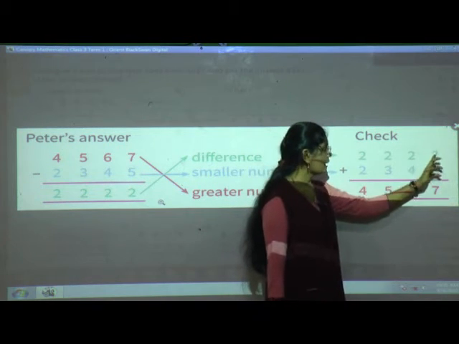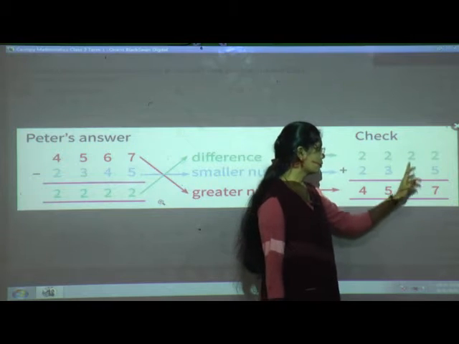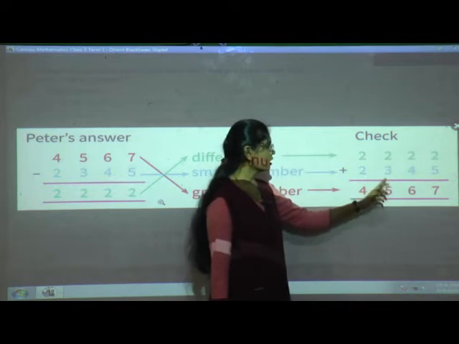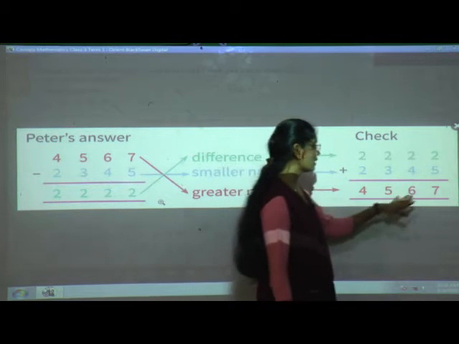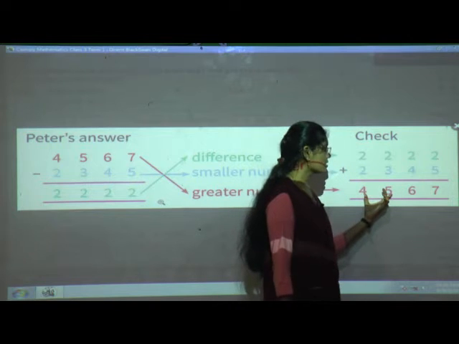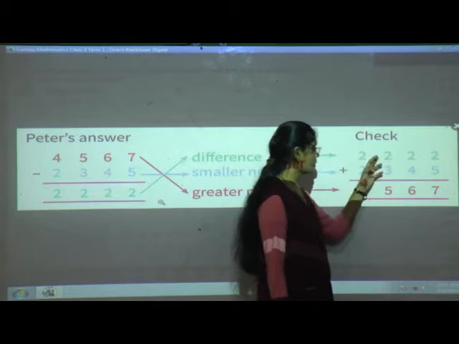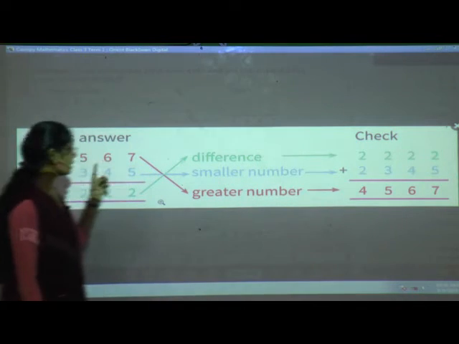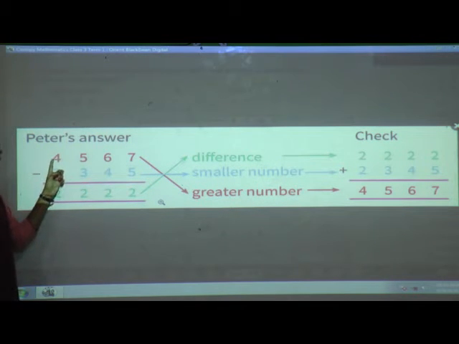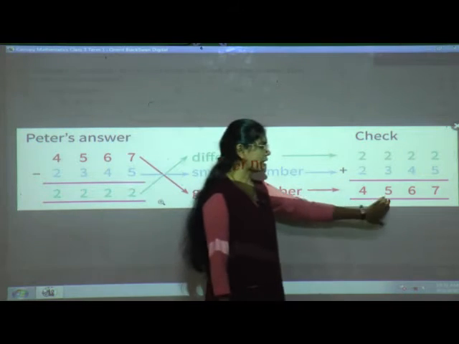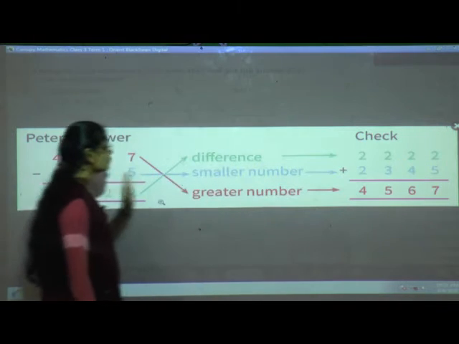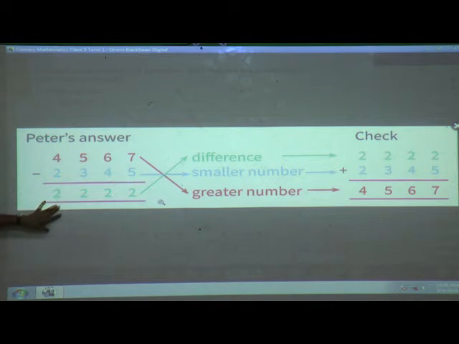After addition, first we will add 2 plus 5, 7, 2 plus 4, 6, 2 plus 3, 5 and 2 plus 2, 4. Now we got the answer 4567. This answer, or addition of these two numbers, should be the greater number. If we got the greater number, see the greater number is 4567 and that answer is also 4567. Means this subtraction is correct. Okay, so in this way we can check our answer also by addition.